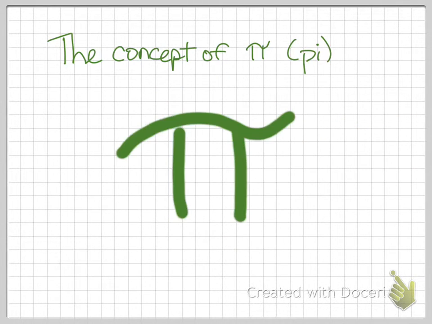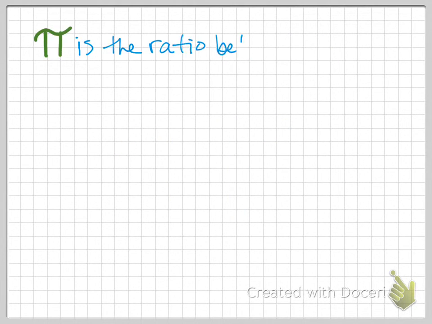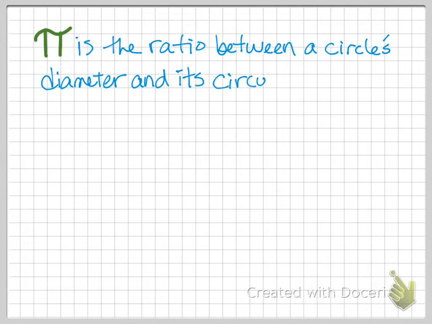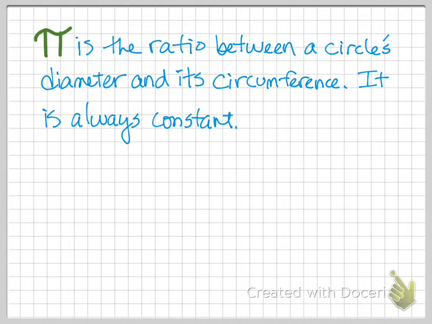Now let's look at the concept of pi and why we use pi, what pi actually means, and hopefully get this in your mind so that you do not make any careless mistakes in working with this. Let's look at what pi actually means. Pi is the ratio between a circle's diameter and its circumference. It is always constant. The value of pi does not change. It always is the same, which is why we use it when calculating things for math.